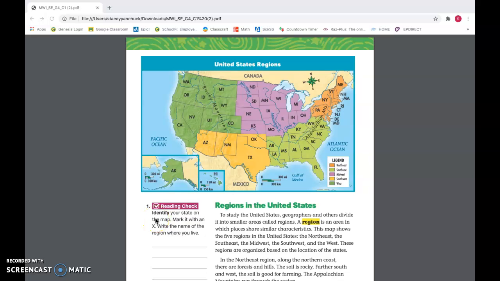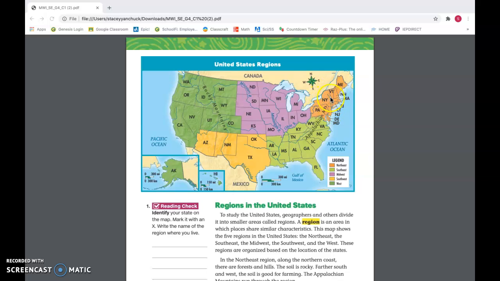All right, guys, we're going to continue on with Lesson 1, Chapter 1. Lesson 1 is, again, about our regions and the geography of the United States. Now, this is a great picture. I love this picture of the United States. It has the different regions. It shows up here where this is the northwest up here.